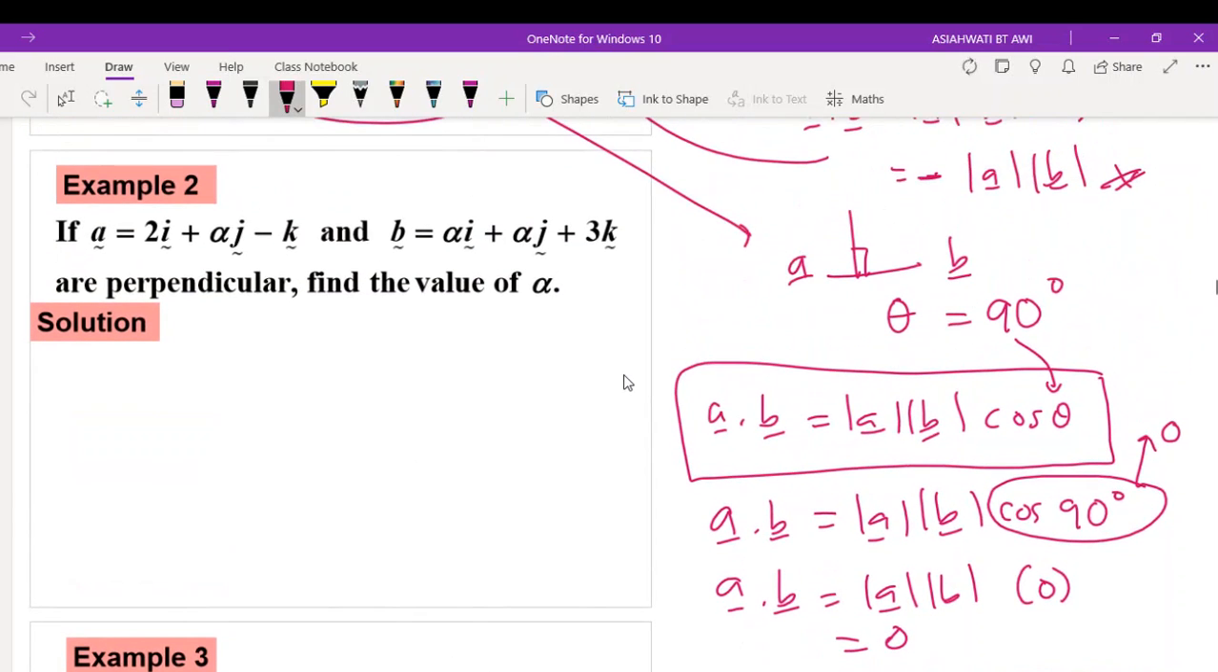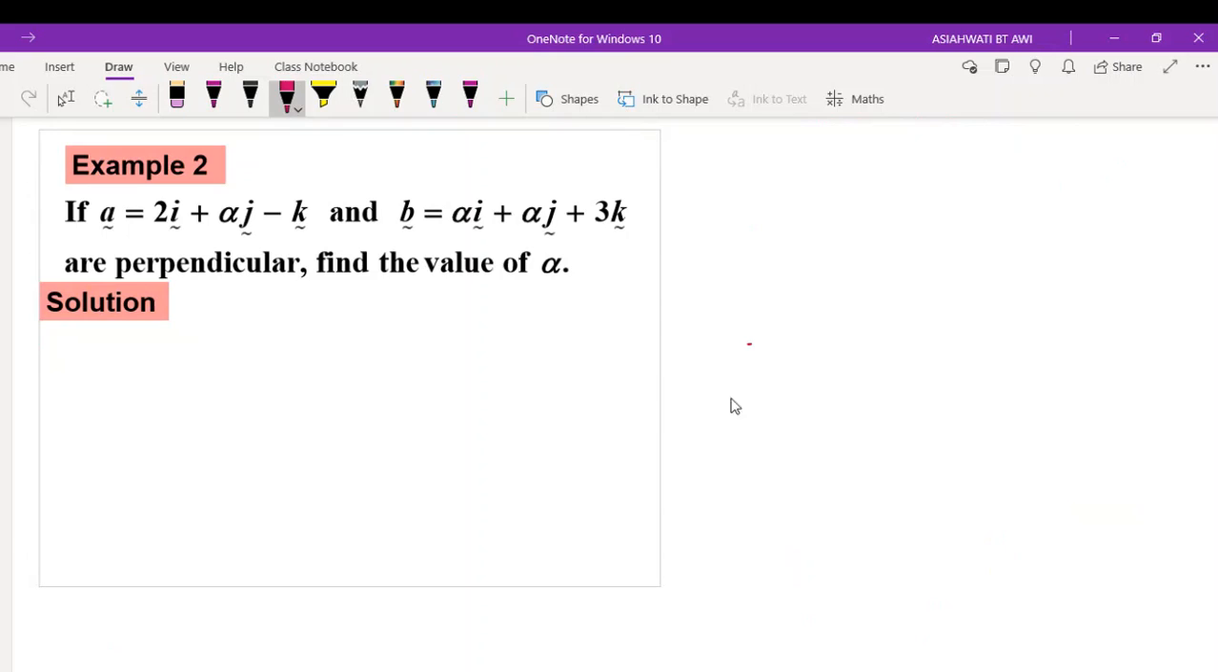We go to example 2. Okay, example 2. If vector A is (2 alpha, negative 1), vector B is (alpha, 3), and they are perpendicular, find the value of alpha.